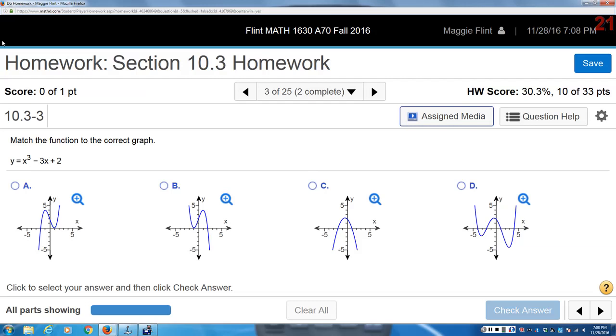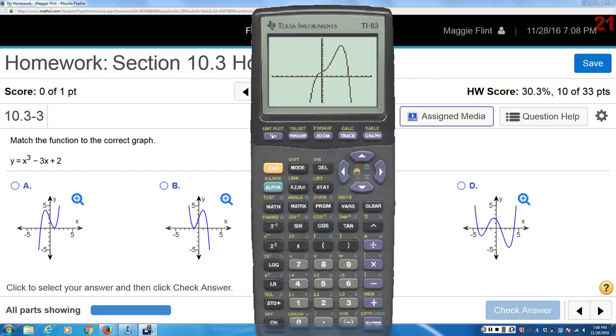So let's see. Get the calculator. Y equals x to the third minus 3x plus 2. And I'm going to go to the standard window. So that tells me it must be that one.